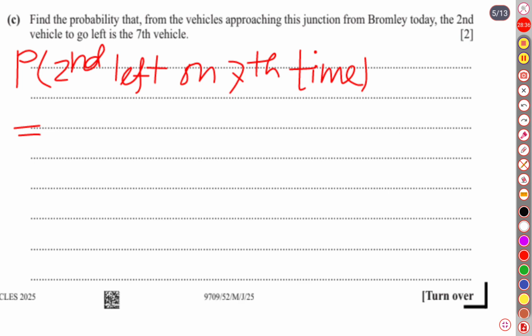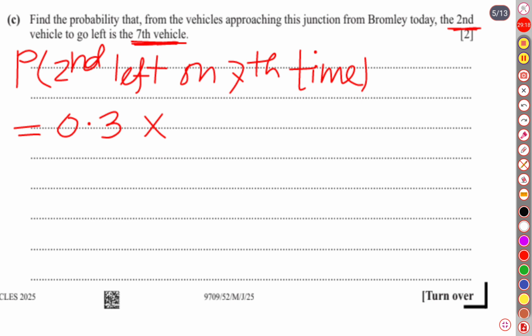So what do we understand from this question? Look at this. On the seventh attempt, it is a must that it was nothing but left. So for the seventh attempt, it's confirmed the probability for left is 0.3. Now what about the first 6 vehicles? Among them, it is the second vehicle turning left. So what about the first one? Seventh one is sure it is turning left, so the probability is 0.3.